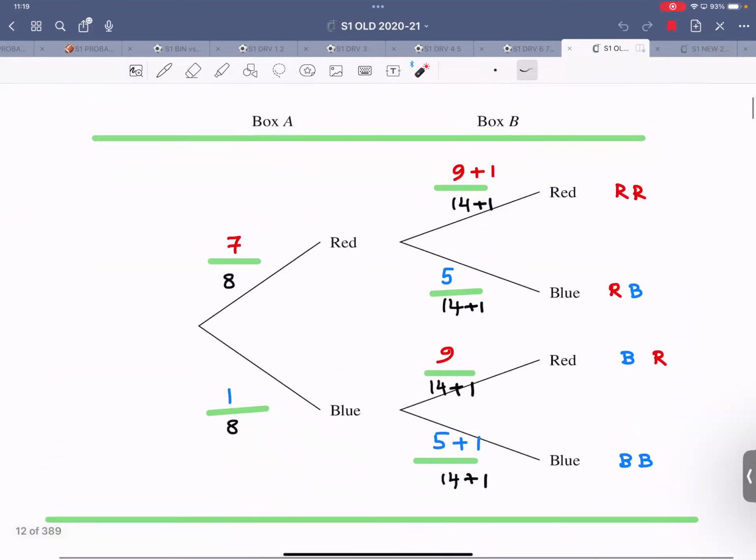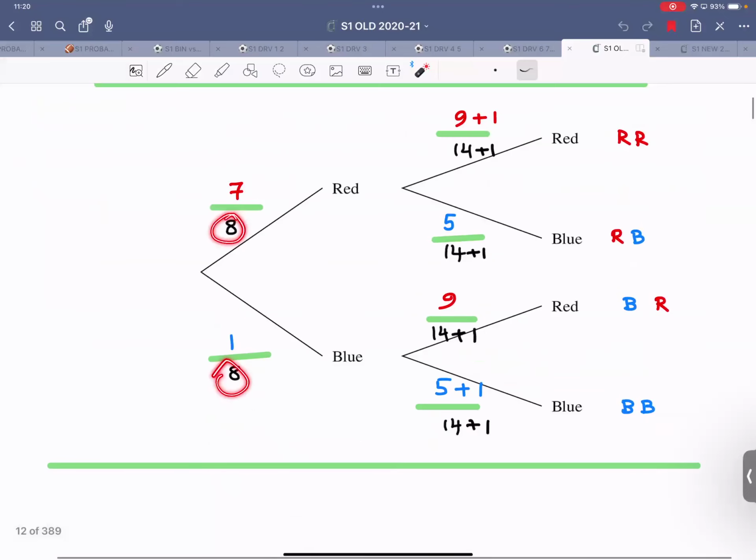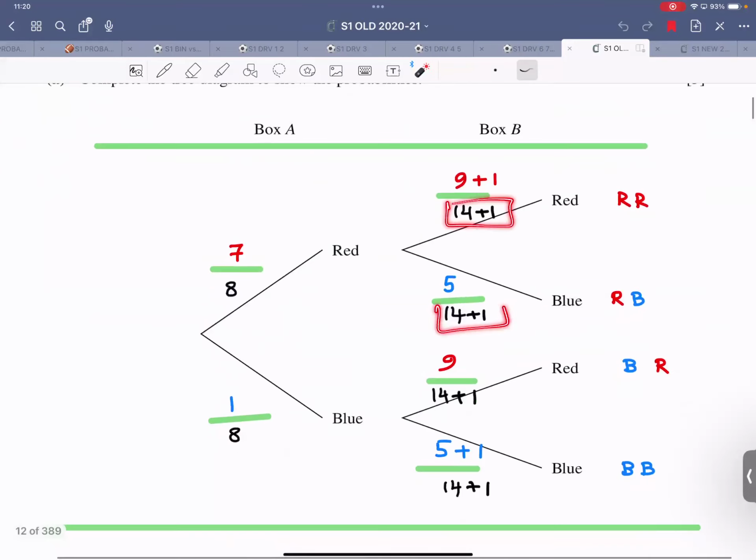Now, first of all, there was nothing complete over here except for the fact that they have written box A, box B, and the tree was drawn. The tree was empty. 7 plus 1 is 8. That is the 8 over here. 7 red, 1 blue. That is the first basic thing. We are taking 1 from box A and placing in box B. 9 plus 5 is 14. Since 1 more is coming up, therefore the denominator in all of them is 14 plus 1, which is 15.